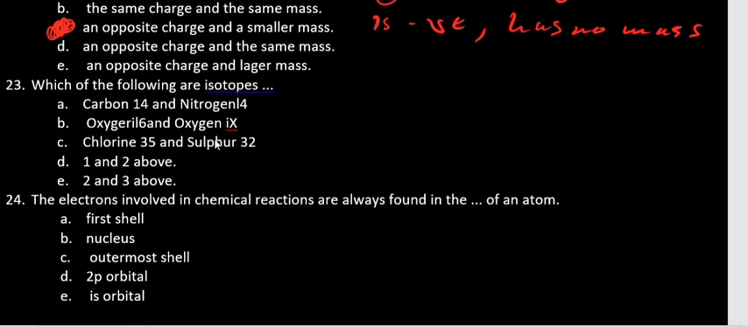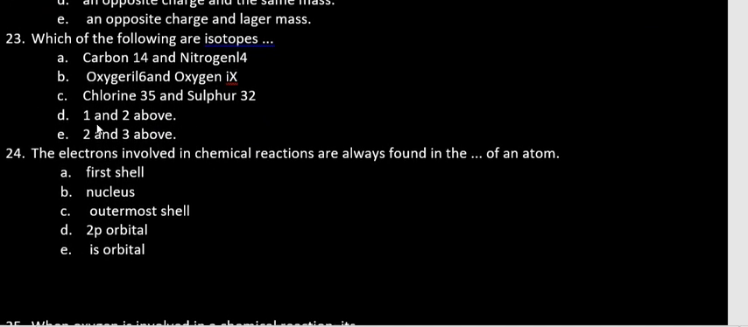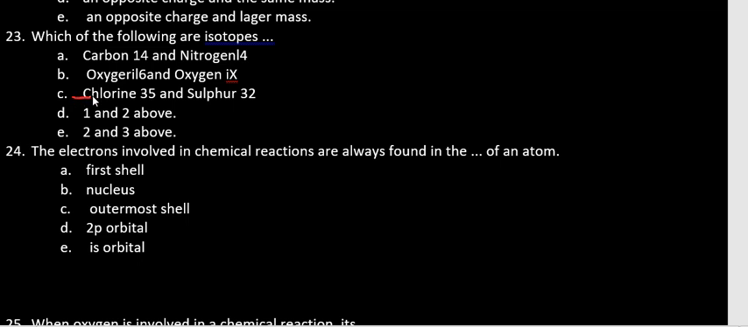Though there was a typing error, we know that these can be isotopes, those can be isotopes. The answer is just oxygen. The electrons involved in chemical reactions are always found in the what? Outermost shell. Okay.